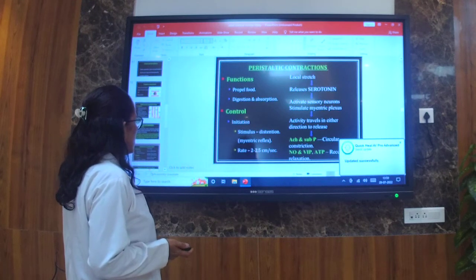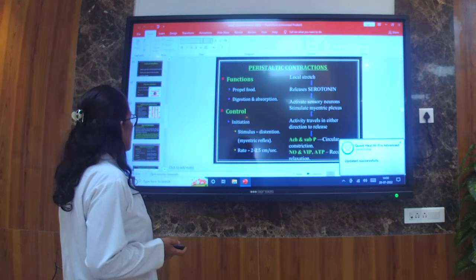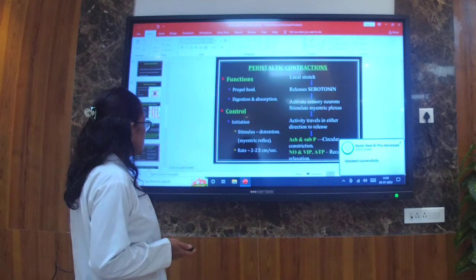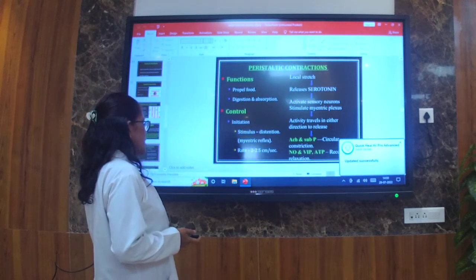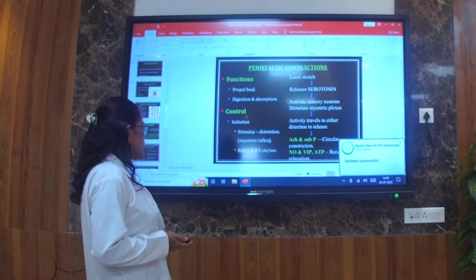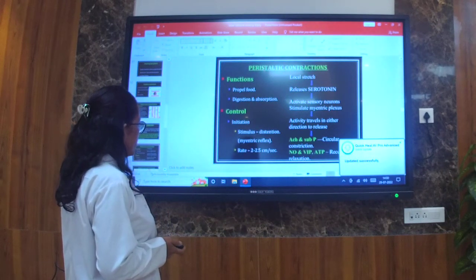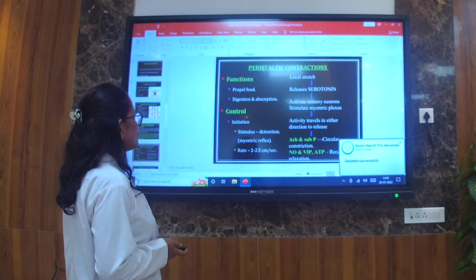Then how is control there? That is initiation. The stimulus is distension of the stomach, and because of the distension, a mesenteric reflex is there, and the rate is 2 to 2.5 centimeter per second.